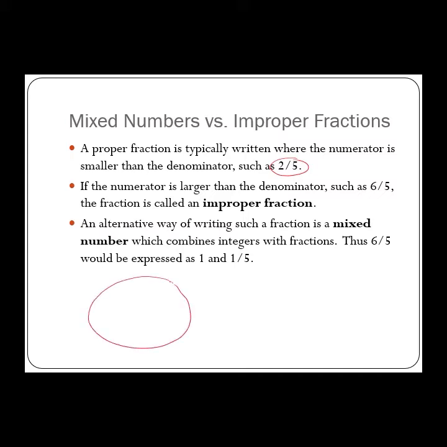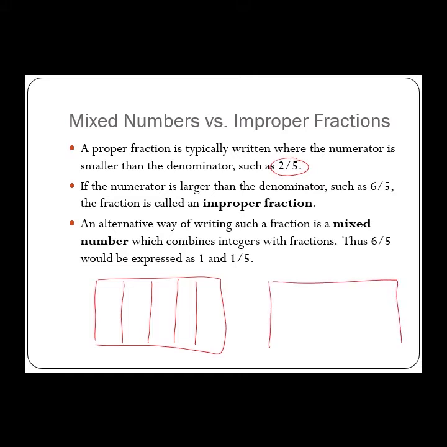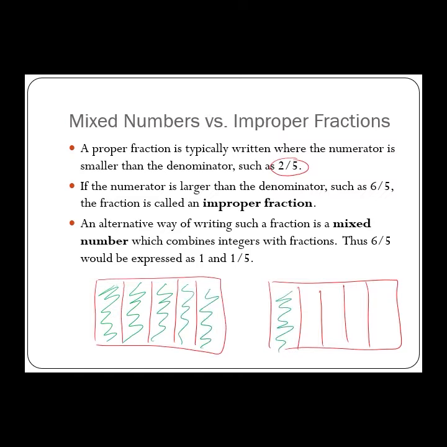And let's visualize this kind of thing. I'm going to use the square rectangle because it's a little easier to draw. So here is our fifths, 1, 2, 3, 4, 5. And I'm going to need a second 1, 2, 3, 4, 5. And 6/5 is 1, 2, 3, 4, 5, 6 of those pieces. And you can see from this visual real quickly, that's one whole piece and 1/5 of a piece.